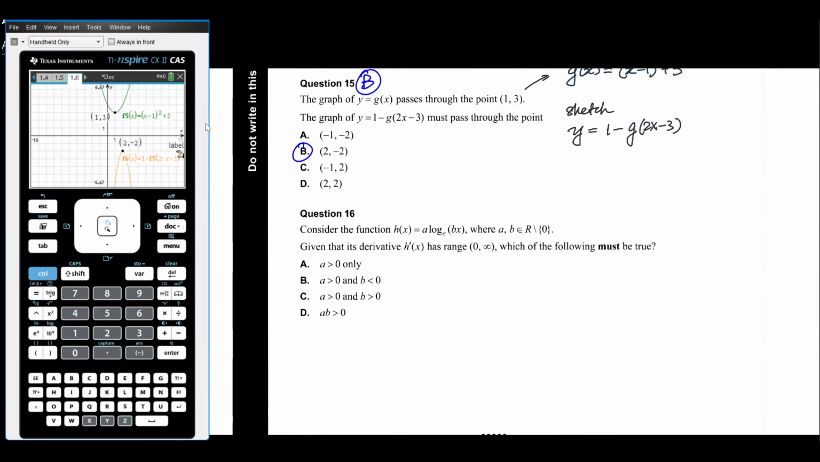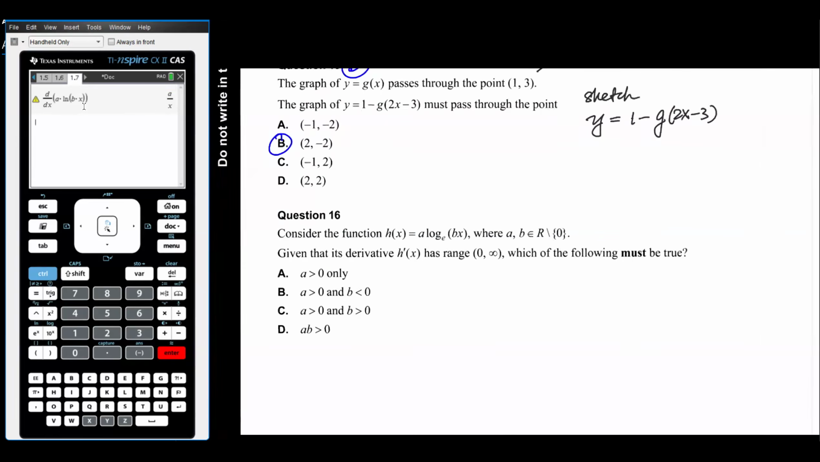Okay, consider the function a times log e bx, a, b are non-zero. The derivative must have range 0 to infinity. We want to find the conditions on a, b. So basically, if you try, let's say, the derivative of a times natural log of b times x with respect to x, now you have, let's say, a over x.